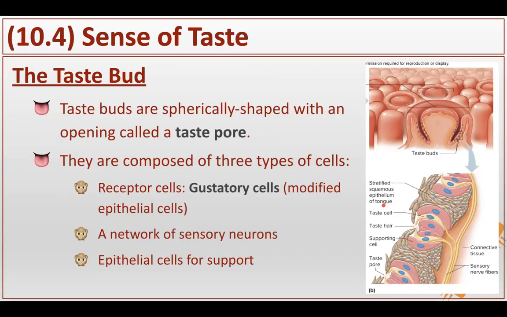So a taste bud contains the gustatory cells, these yellow ones, and the epithelial cells for support. All right, these are the supporting cells in pink. These are not actually detecting any chemicals. They're just there for structural support. And then we have some neurons here represented by these yellow strands that are there to pick up messages from the gustatory cells.